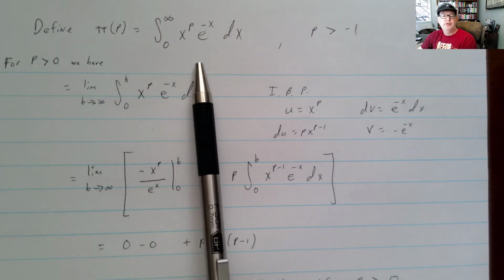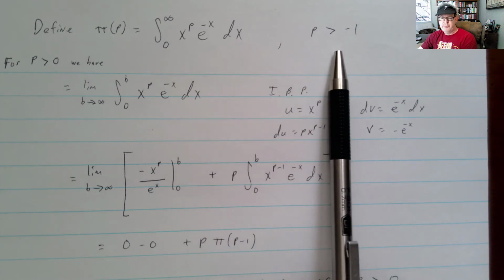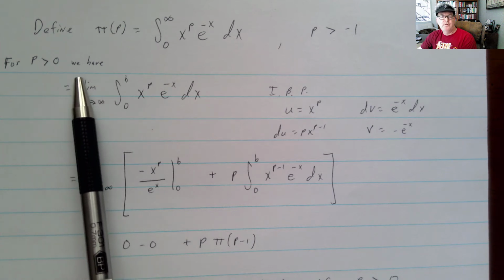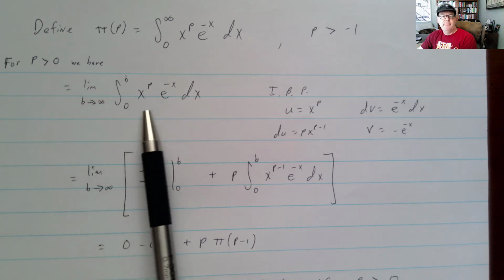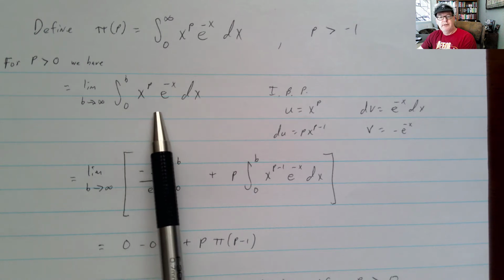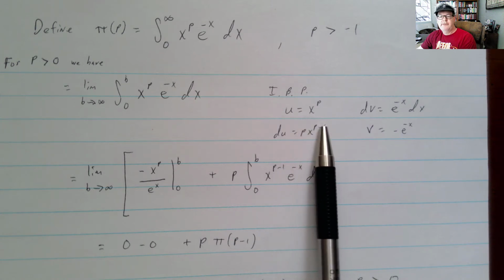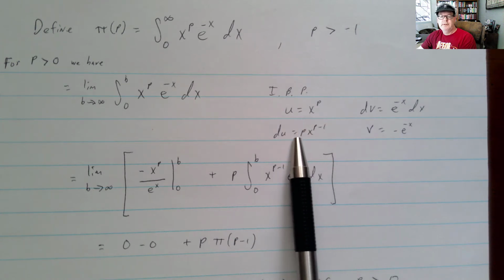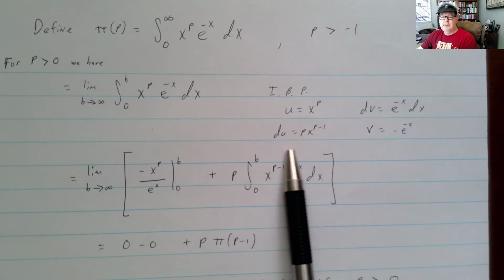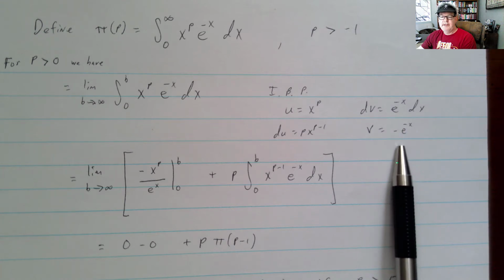Okay, so this integral will converge for p greater than negative 1. Now I'm going to get a recurrence relation. For that, I'm going to look at, for p greater than 0, this integral using integration by parts: u equals x to the p, du is p x to the p minus 1, and dv, again, e to the negative x, v is negative e to the negative x.